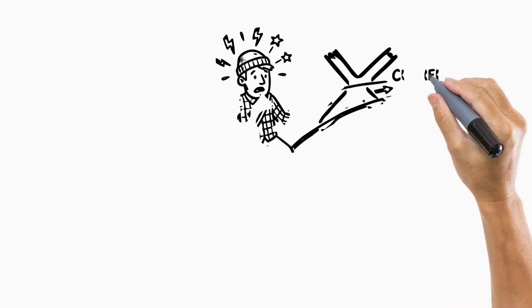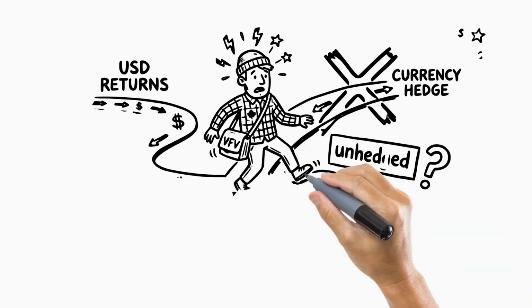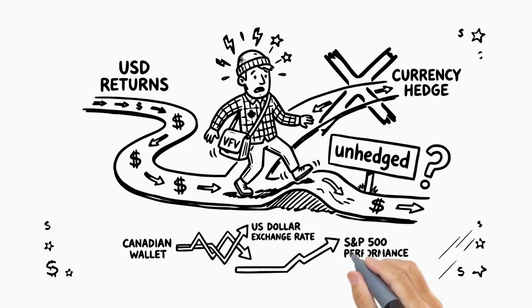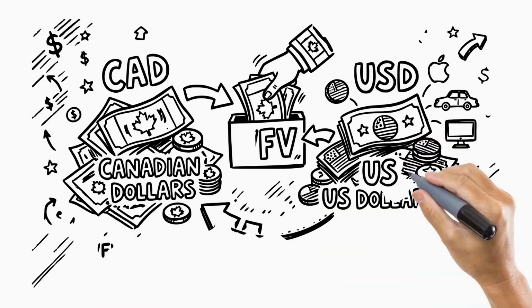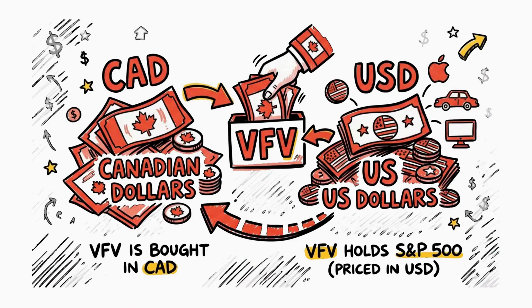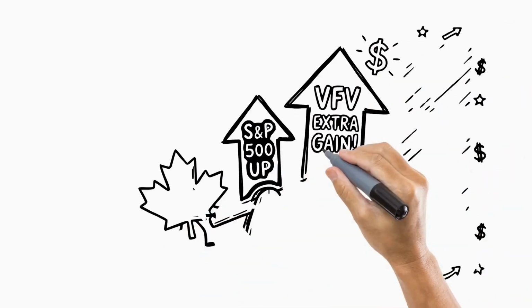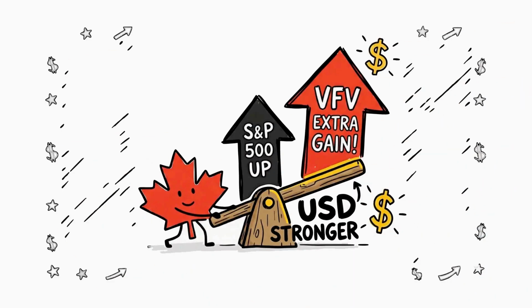Here is where most Canadians get tripped up. VFV is unhedged. But what does that actually mean for your wallet? Since the S&P 500 is made of US companies, the underlying stocks are priced in US dollars. But you are buying VFV in Canadian dollars. This means you have 2 ways to win, or 2 ways to lose. If the S&P 500 goes up, VFV goes up. That's simple. But if the US dollar gets stronger compared to the Canadian dollar, VFV goes up even more.